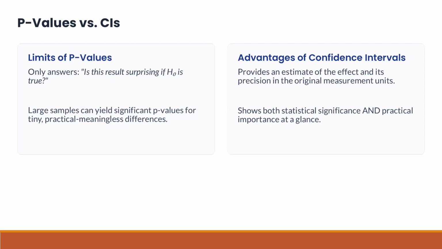It is crucial to understand what p-values can and cannot do. A p-value simply indicates whether an observed effect is unlikely due to chance, but it does not measure effect size or practical importance. In contrast, confidence intervals reveal both statistical significance and the actual range of effect size in meaningful units. That's why reporting confidence intervals alongside p-values is best practice.